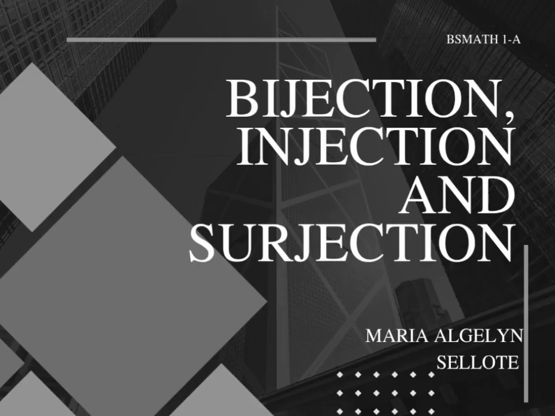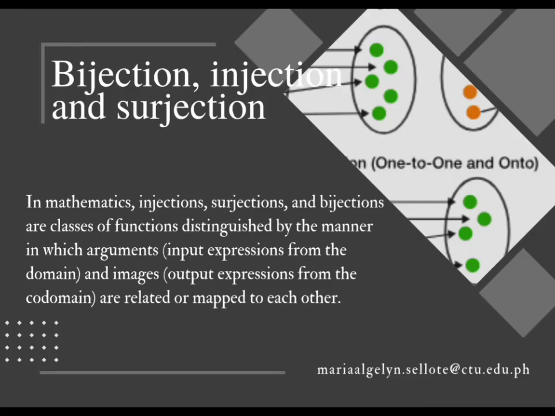Good day everyone. For today's video, we'll be talking about bijection, injection, and surjection. In mathematics, injections, surjections, and bijections are classes of functions distinguished by the manner in which arguments, input expressions from the domain, and images, output expressions from the codomain, are related or mapped to each other.